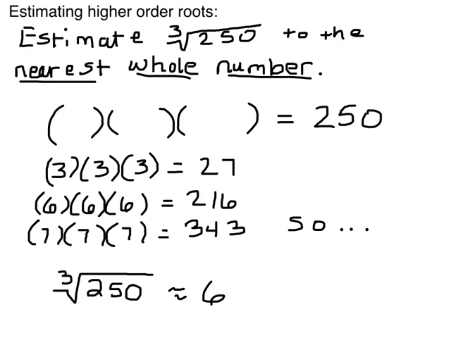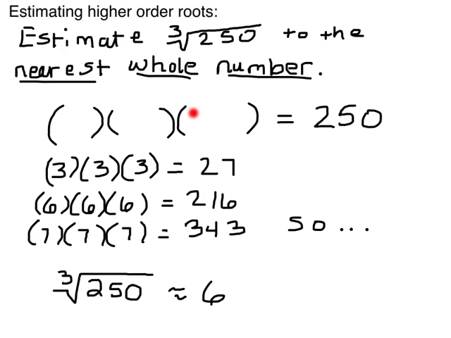Alright, the second part of the lesson is called estimating higher order roots. And you can see that here we don't just have a square root of 250. We have the cubed root of 250. And it says estimate to the nearest whole number, no decimals. Alright, so what this means, cubed root of 250, it means something times something times something equals 250. And it has to be the same number in all three.